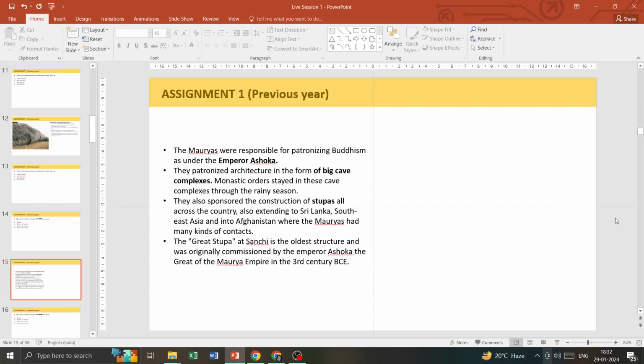The Great Stupa at Sanchi is the oldest structure of Buddhist architecture in India right now, and it was originally commissioned by Emperor Ashoka of the Mauryan Empire in the 3rd century BCE. So this again tells us that it started 300 years before the neutral zero. So 300 years before that, the Great Stupa of Sanchi, which is one of the oldest structures of Buddhist architecture available in India right now.